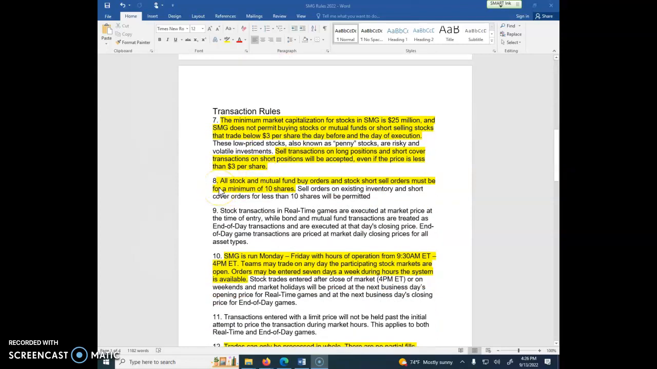Next rule, number 8. The minimum number of shares that you are allowed to buy is 10. You can't buy just 1 or 5 shares of stock. You must buy a minimum of 10. Now remember, you need to look at the price per share. If I'm looking at a stock that is selling for, let's say, $10 per share, and I buy 10 shares of that stock, well, that's only a $100 investment. $10 times 10 shares.